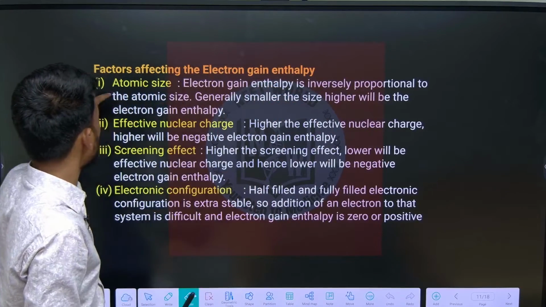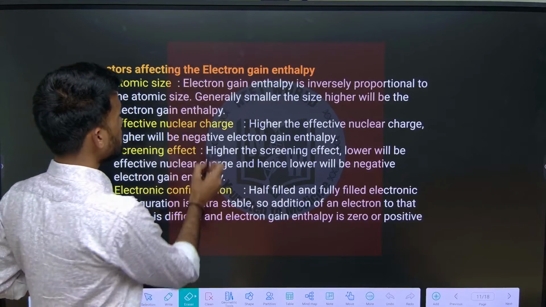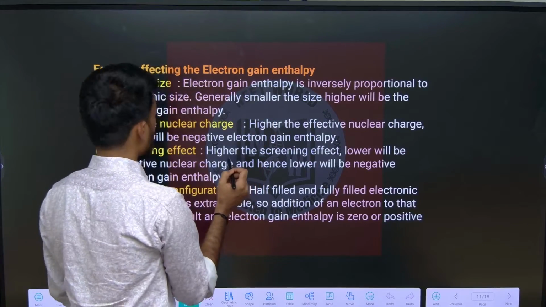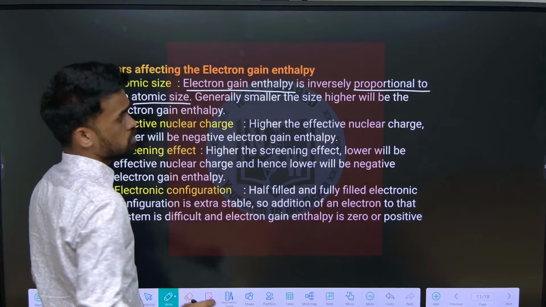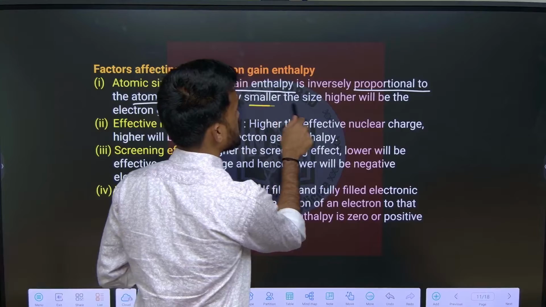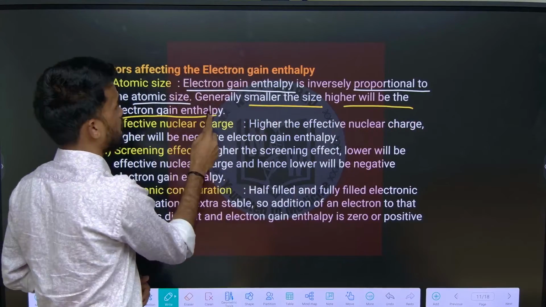So these are the factors which are affecting the electron gain enthalpy. What is the first factor? Atomic size. Electron gain enthalpy is inversely proportional to atomic size. So the smaller the size, the higher will be the electron gain enthalpy.